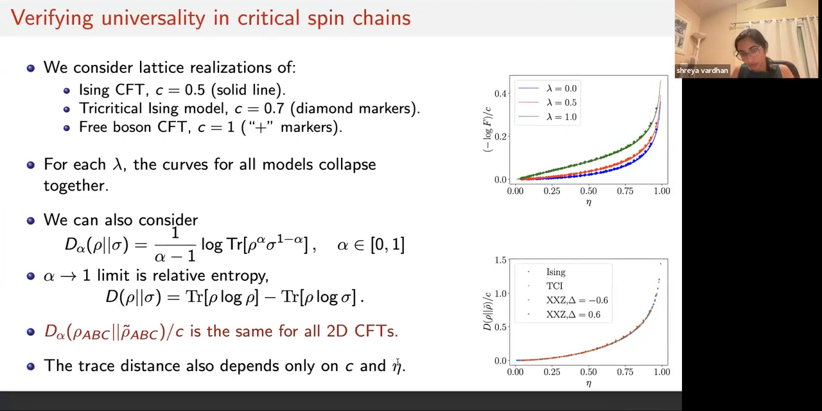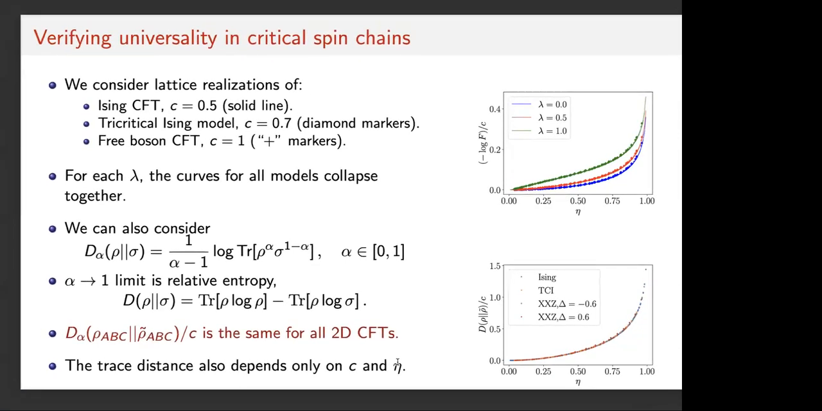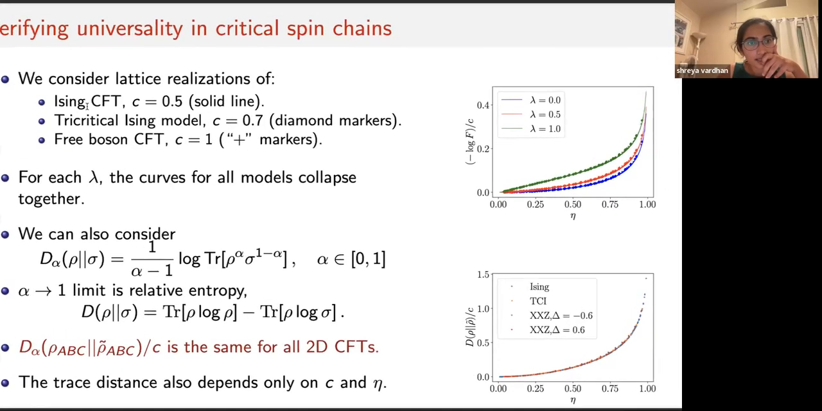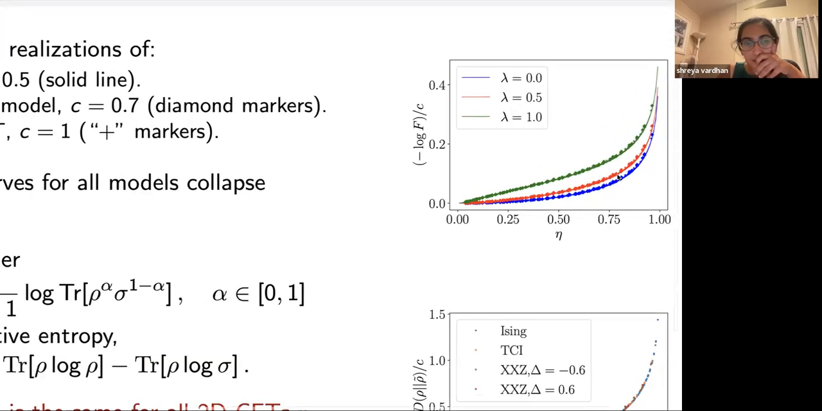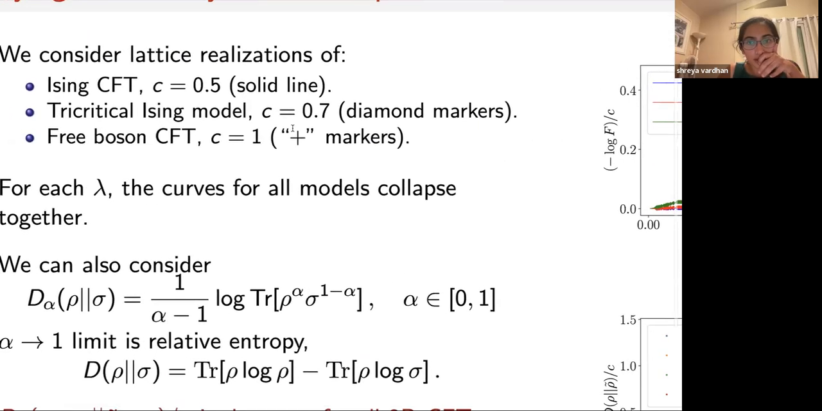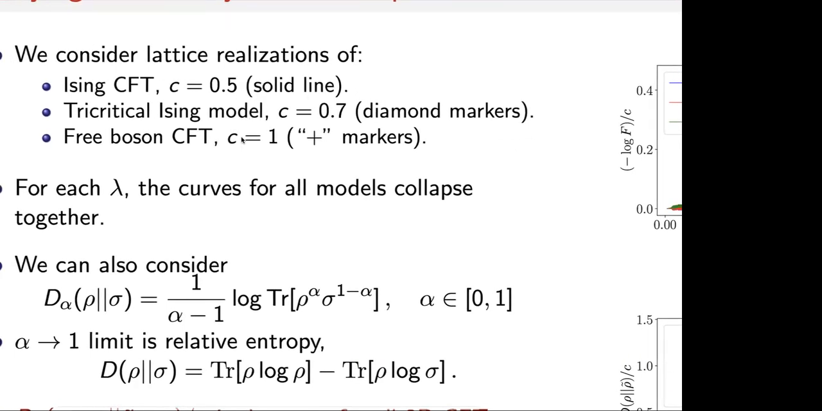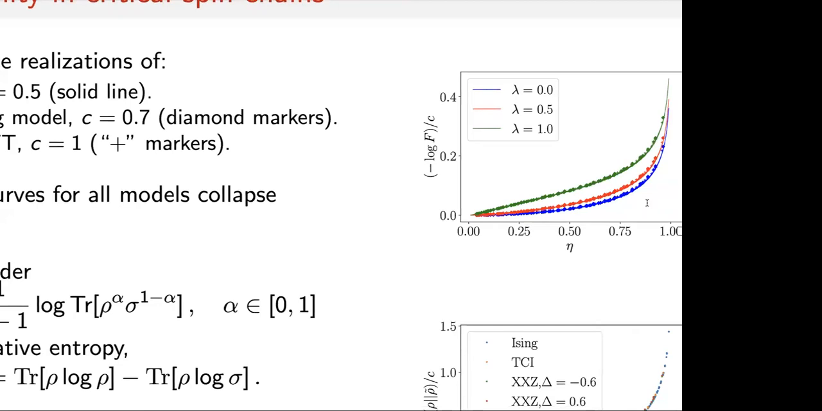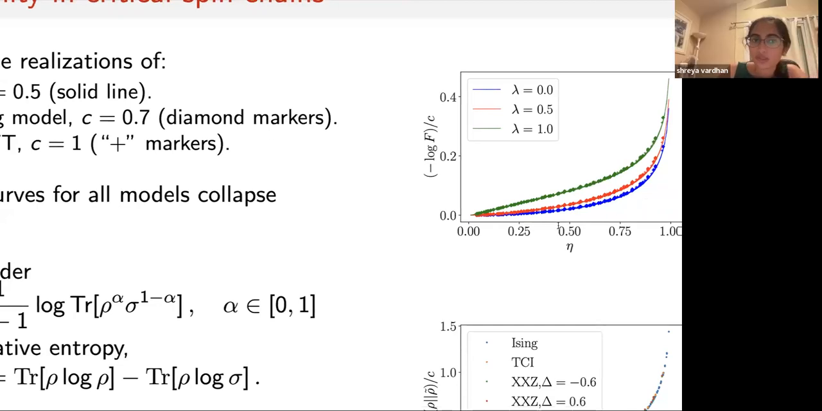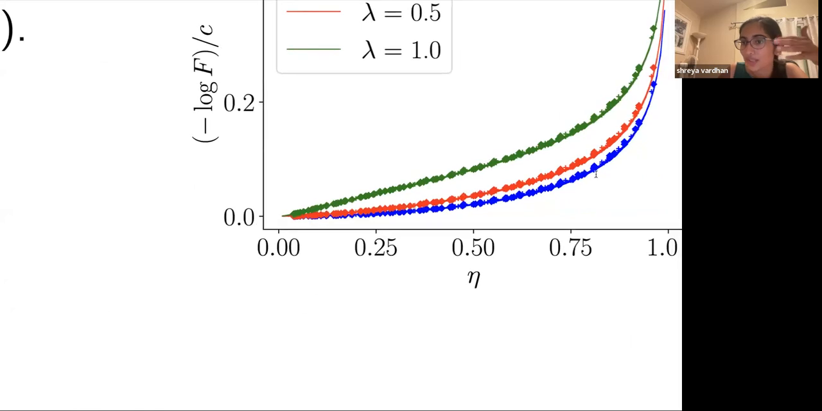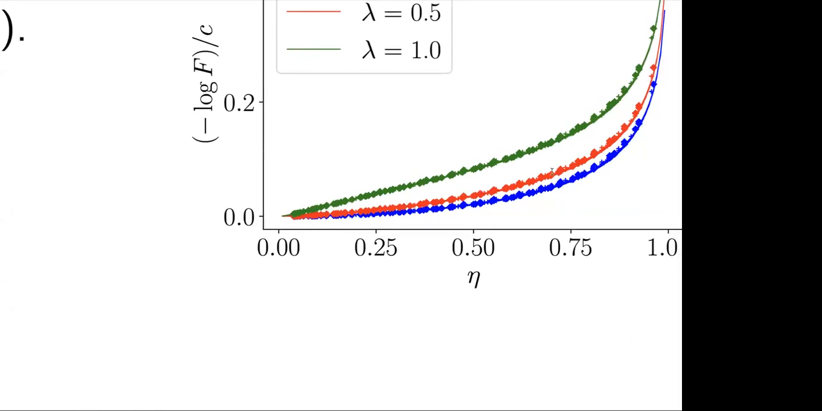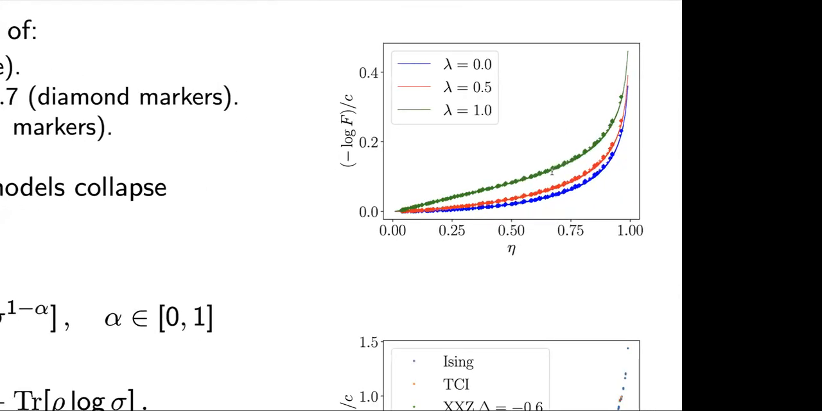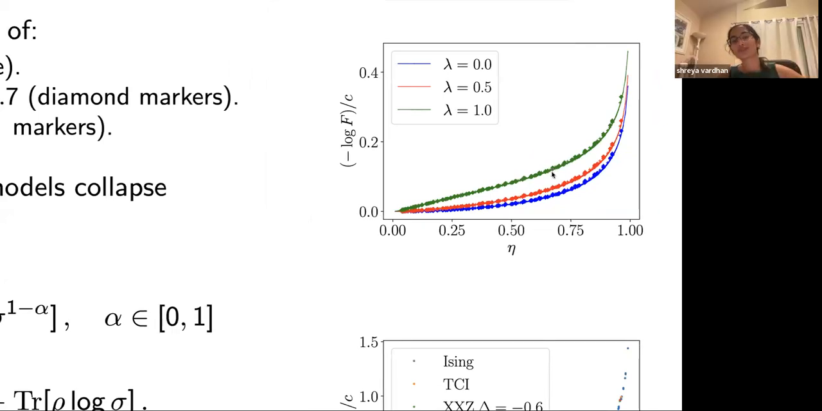What are the solid lines in the top curves? Sorry, solid lines? The solid line is the Ising CFT, and the other kinds of markers are other lattice models. Okay, so you have an analytic expression for the Ising, is that the point? No, it's just shown with solid markers because it's easier to see that there are three different ones. Okay. I thought you knew the functional form. No, we don't. Okay.